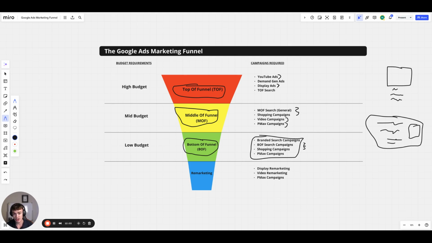Display ads as well. You can run cold targeting display ads, so non-remarketing display ads, just spray and pray, whether it's shopping listings or just general static display ads all over the internet. Get a good potential out there to just get people seeing them on websites, again, at a pretty cheap cost.